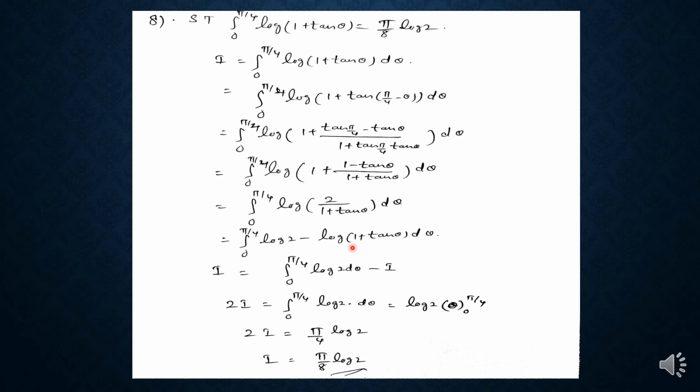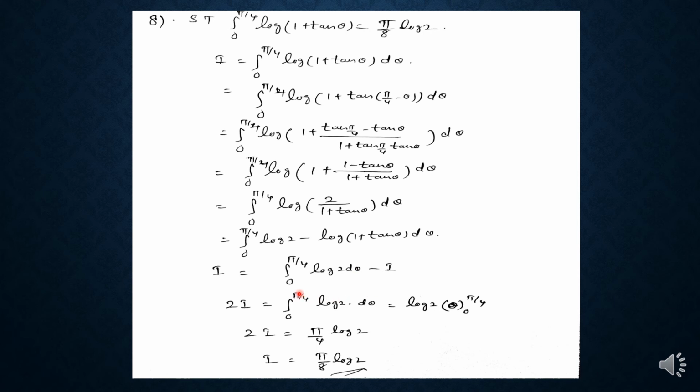So integral 0 to pi by 4 log of 1 plus tan theta d theta can be written as I. That is the given integral. We took this as I is equal to integral 0 to pi by 4 log of 1 plus tan theta d theta, so that can be written as minus I. If we transfer this minus I to the left hand side, that becomes I plus I, that is 2I, equal to integral 0 to pi by 4 log 2 d theta.